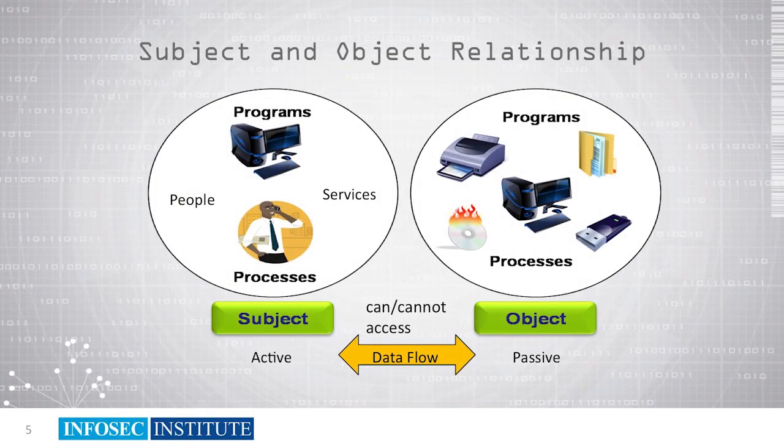This slide demonstrates the relationship between subjects and objects. On the left, we have our subjects, which you will recall are active participants, such as processes, people, services, or programs. These subjects will then request access to objects on the right, such as programs, processes, or other pieces of hardware or files. And this data flow concept is where we determine if the subject is or is not allowed to access these objects based on the access controls that were put in place by the system administrator.